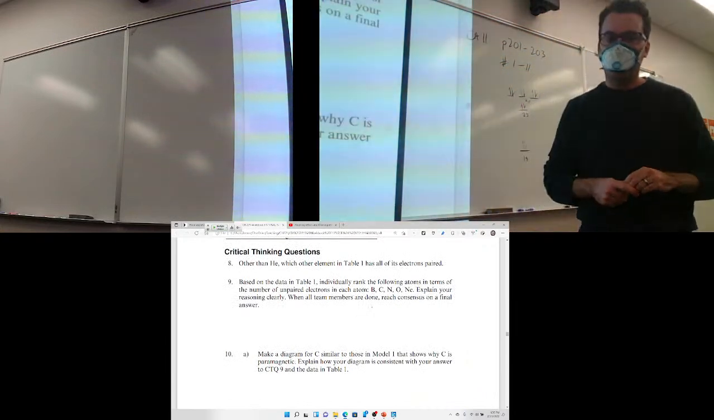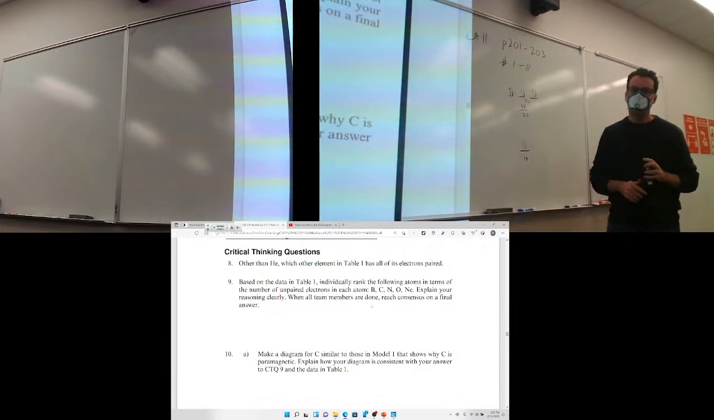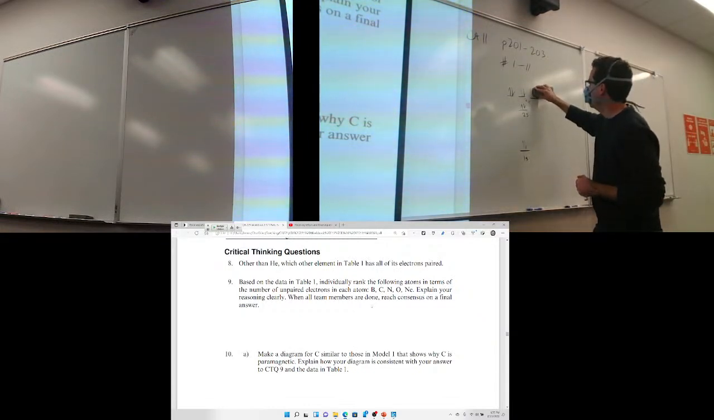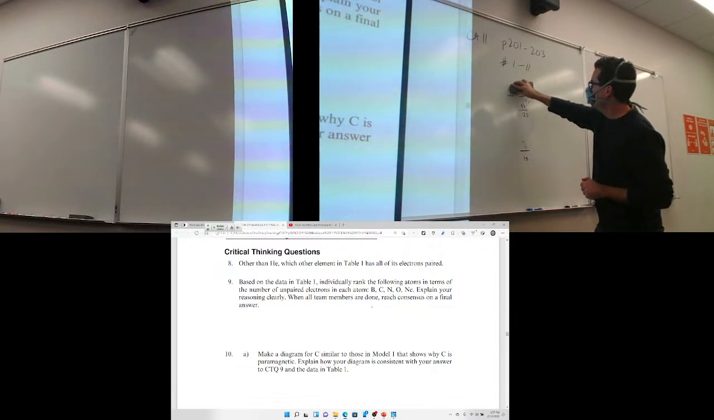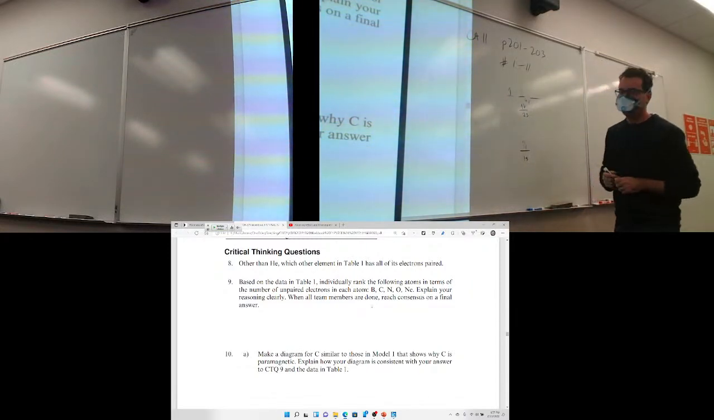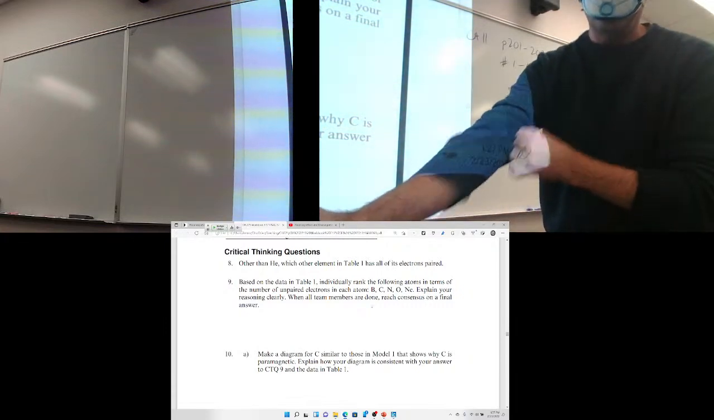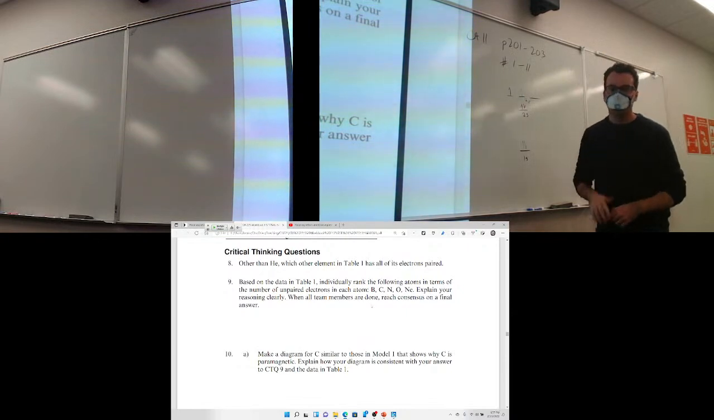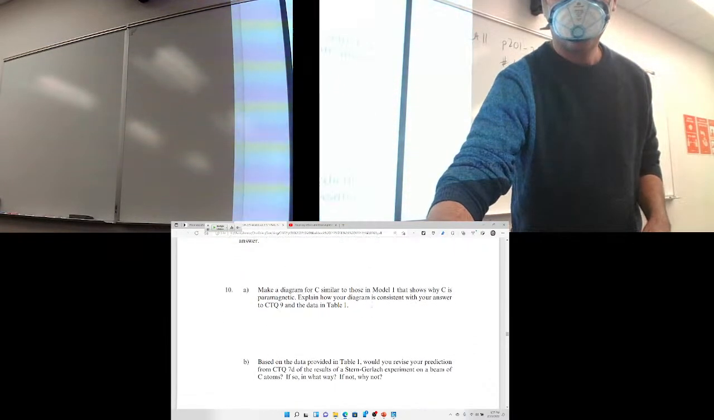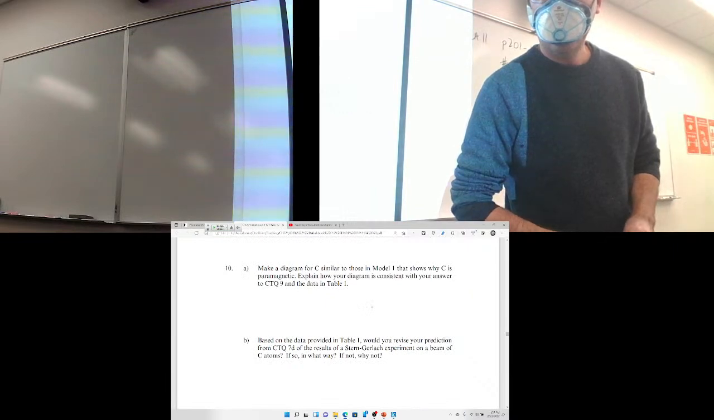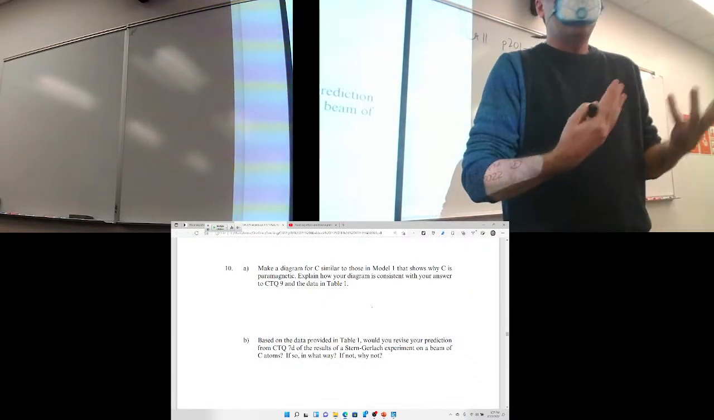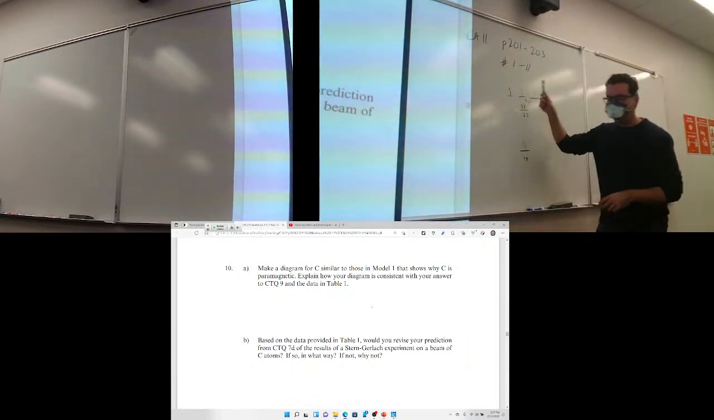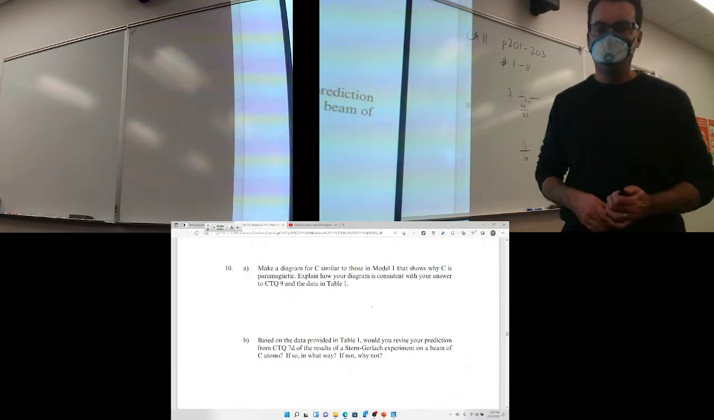So, make a diagram for carbon similar to those in Model 1 that show why carbon is paramagnetic. When we did that, we can do it again. There's carbon. And explain how your diagram is consistent with your answer in Table 1. Well, it's paramagnetic. There you go. Unpaired electrons. Would you revise? So if you use my answer, then I know I'm not going to revise it. If you have your own, now that you see why, maybe you would revise your answer.